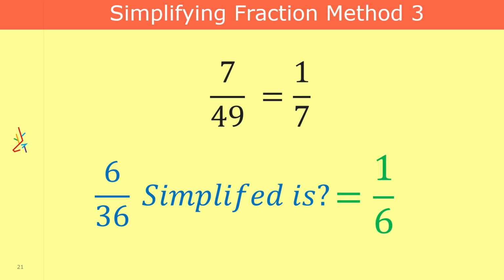So the three methods are: get rid of the zeros on the end, one at a time, half until you get to an odd number, or find a number that goes into both the top number and the bottom number. And that's the end of this video.